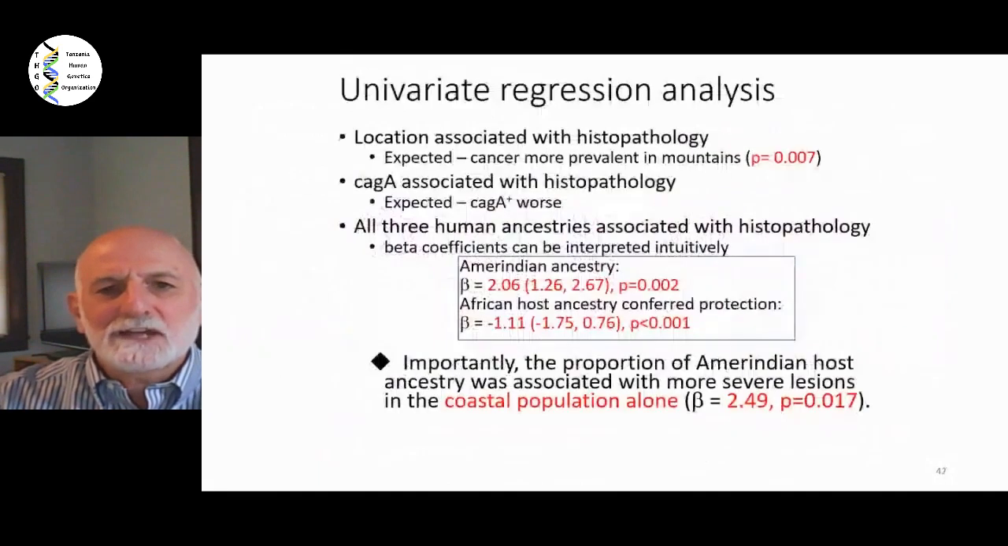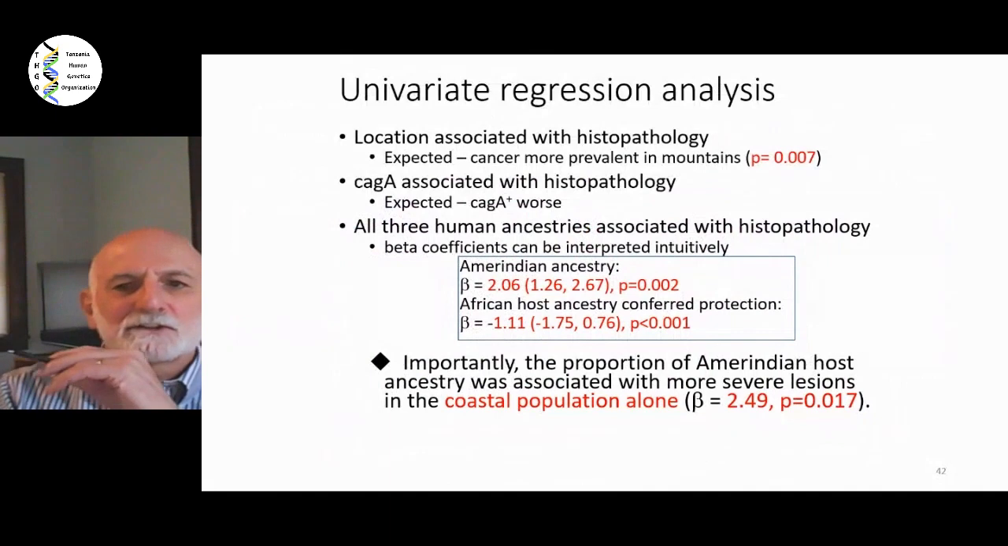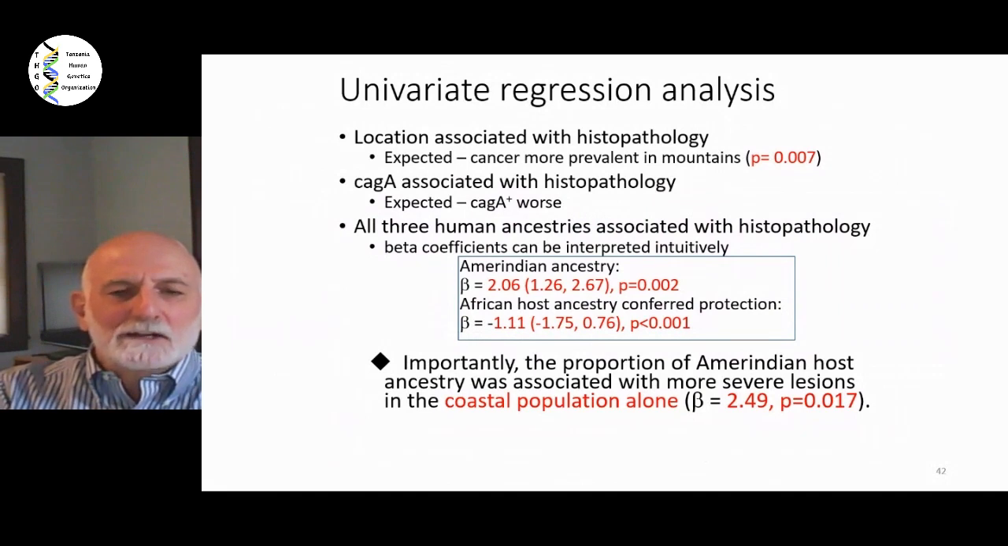So when we do that, just testing for the location is highly significant, which is not surprising because there's a 25-fold difference. People who had a CagA positive strain had worse disease, and all 3 human ancestries associated with histopathology. In the case of Amerindian ancestry, it had a positive beta, which meant the disease was worse, and African ancestry was less severe. And if you look just at the coast, the proportion of Amerindian ancestry was associated with more severe disease, slightly more than overall in the whole population. And remember that the bugs on the coast were mostly African ancestry.